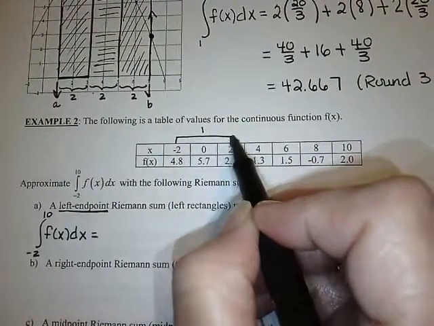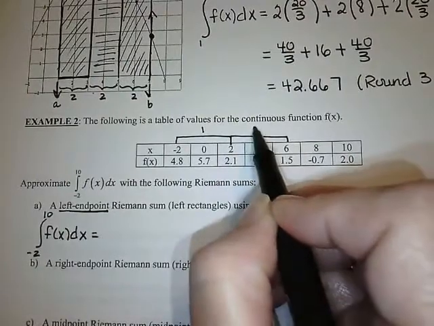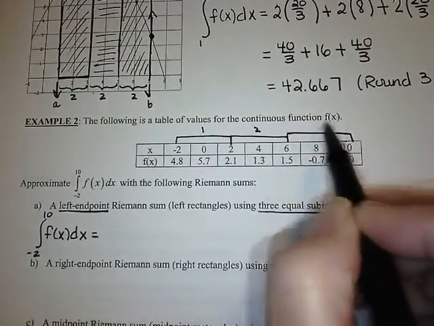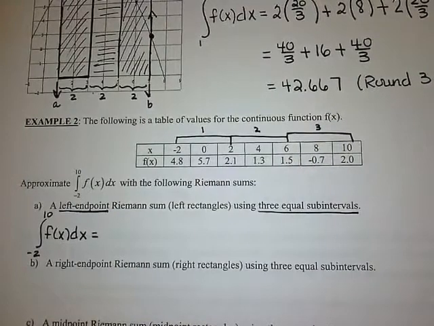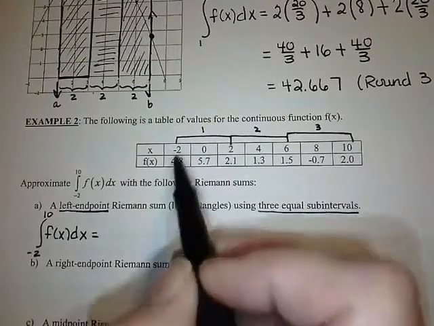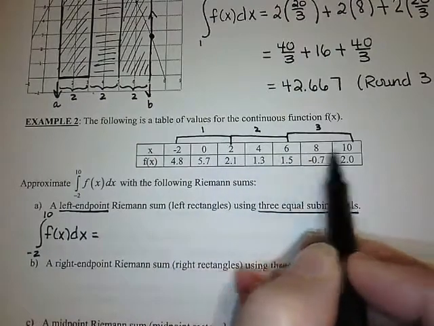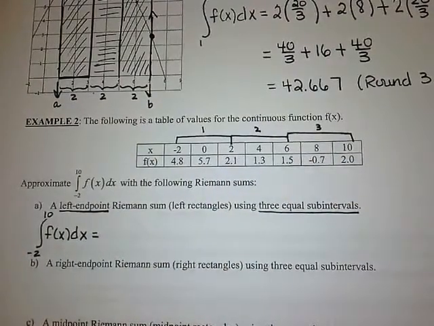Then we're going to do it again. This would be subinterval number 2. And then this is going to be subinterval number 3. Okay, and you can kind of see that they are going to be equal, right? We're going from -2 to 0, 0 to 2. I'm going up by increments of 2 each time.